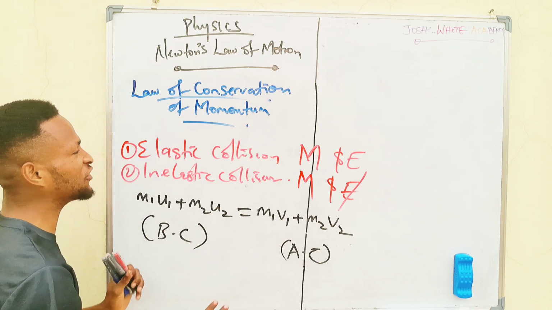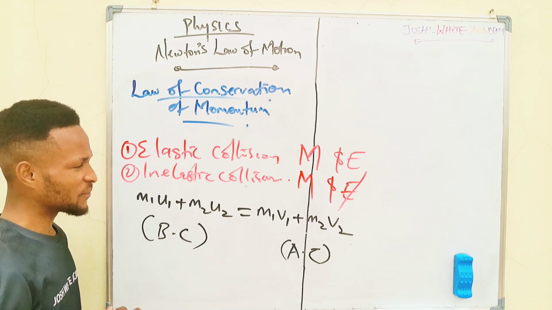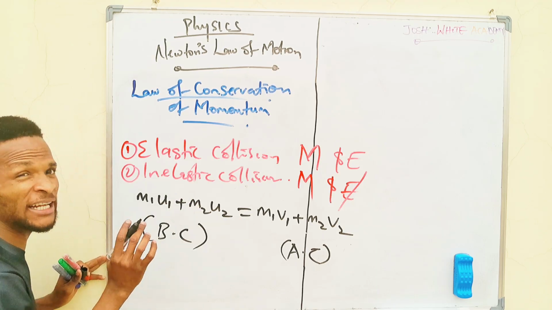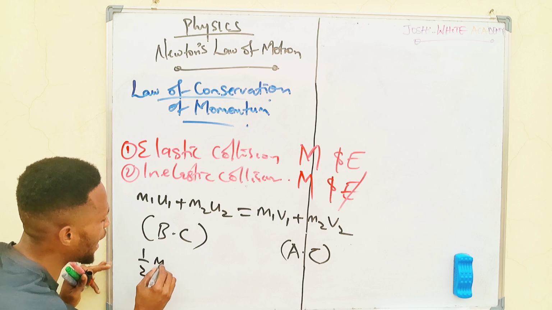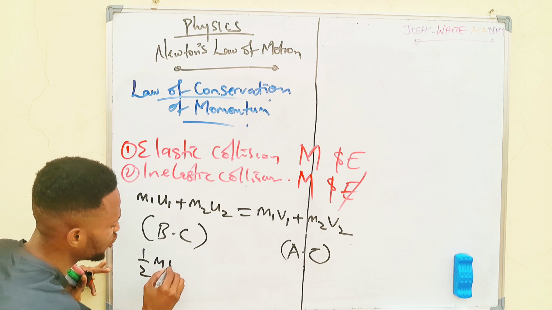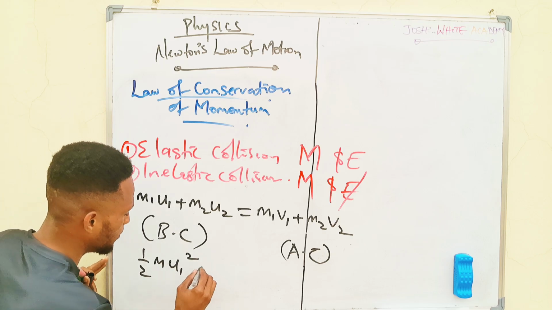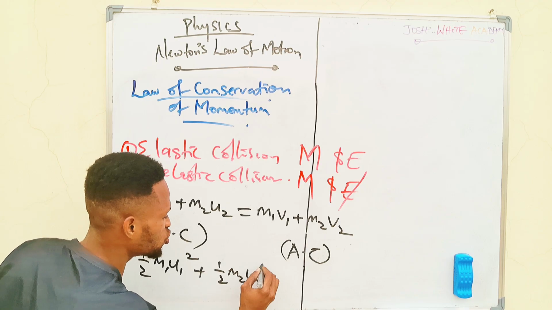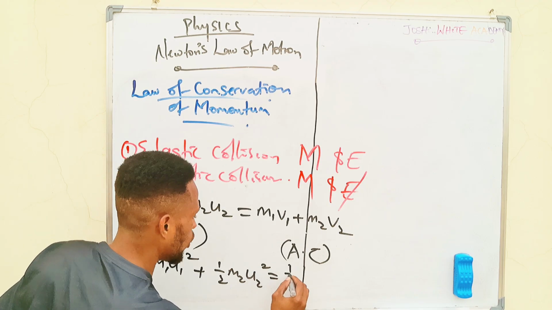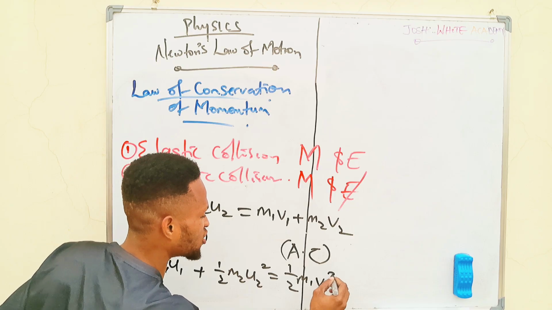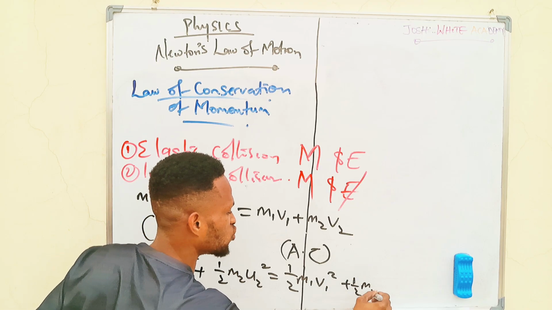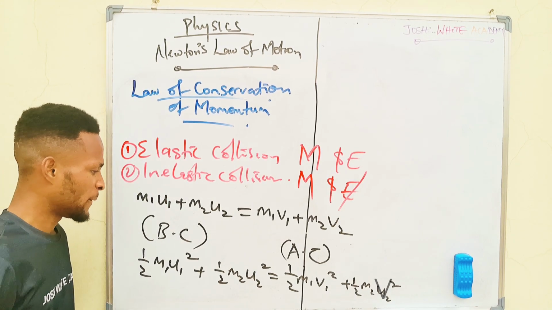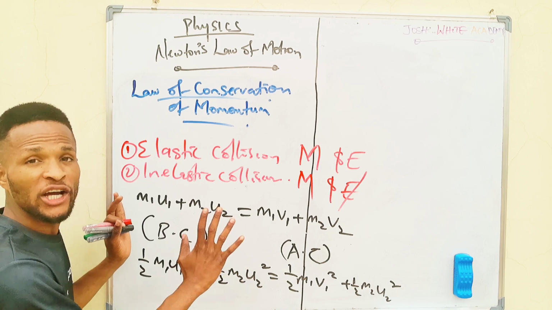But this is for elastic collision, where the momentum and kinetic energy are what? Conserved. So for kinetic energy, it will be 1/2 m1 u1 square plus 1/2 m2 u2 square is equal to 1/2 m1 v1 square plus 1/2 m2 v2 square. That is for elastic collision.